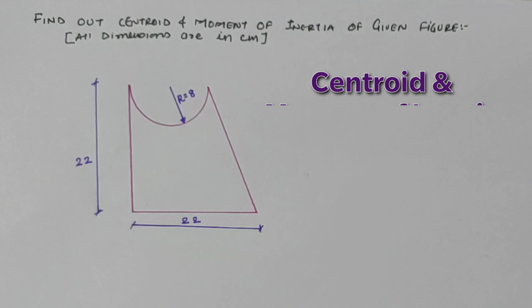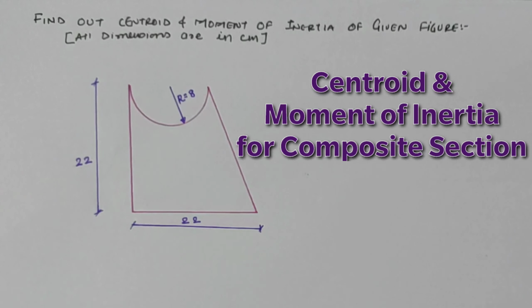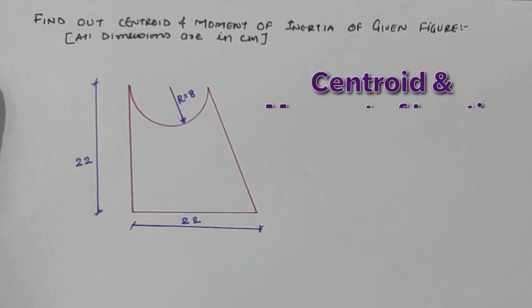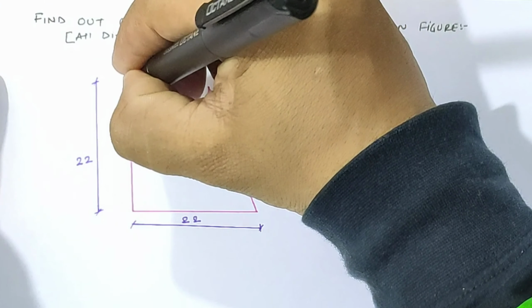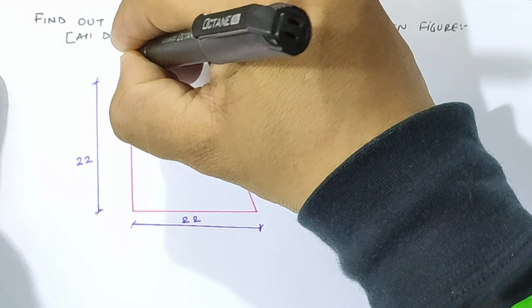Hello friends, today we are going to learn about moment of inertia and centroid of a given composite section. So first of all, for the calculation of moment of inertia, our first step is to find the center of gravity or centroid of the given figure. Now let us take the reference axes at the extreme left and extreme bottom as the y-y axis and x-x axis.